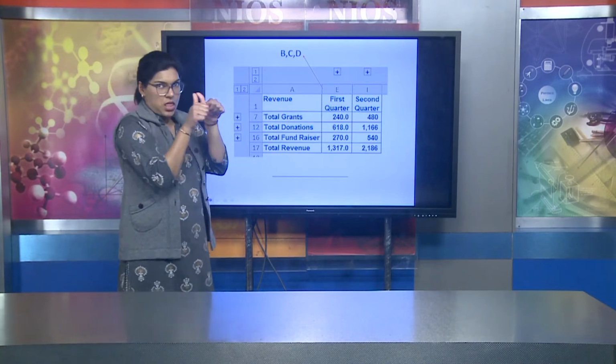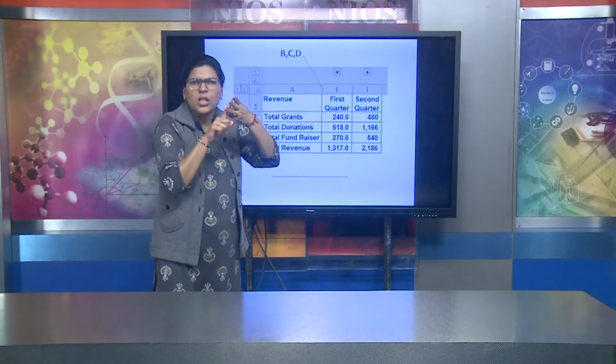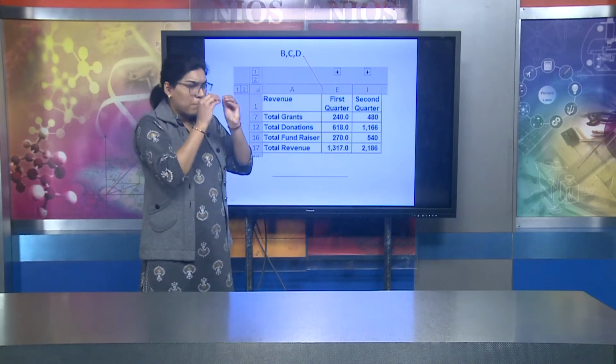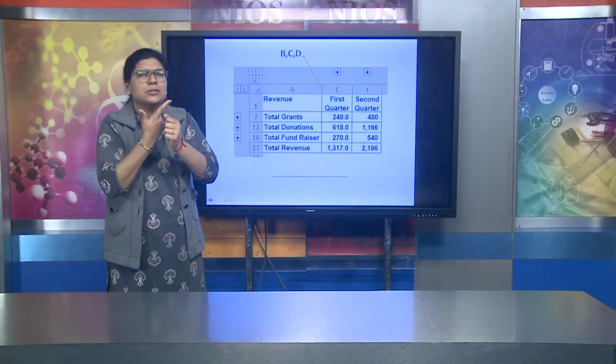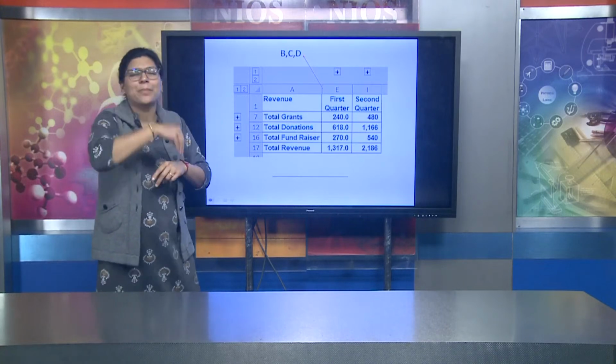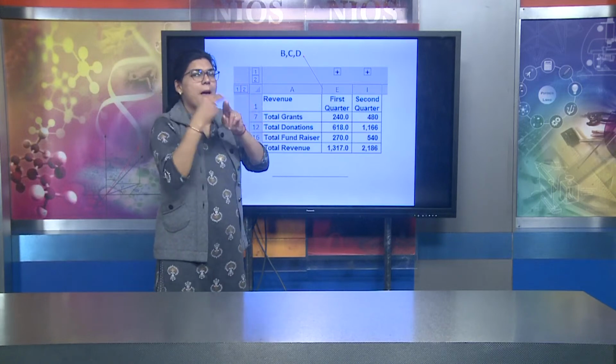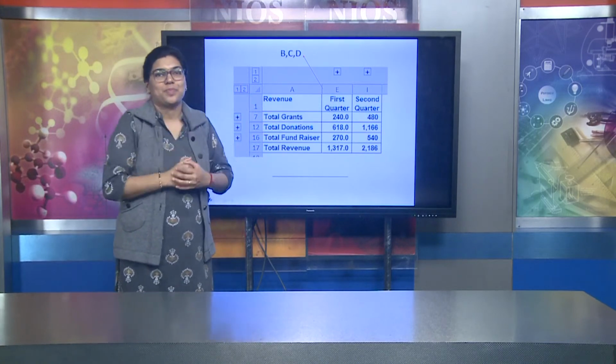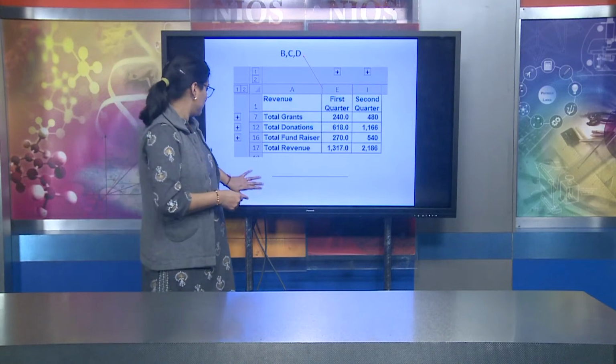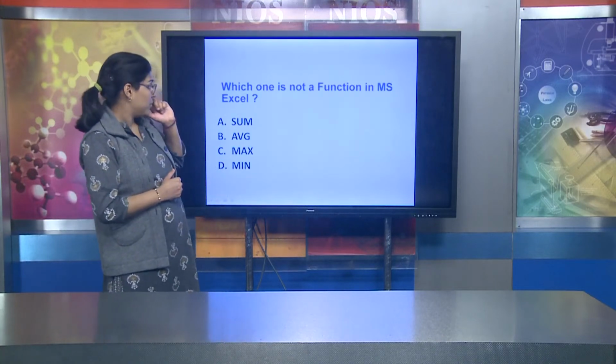As you can easily see in the picture, there is column A and column E. B, C, D are missing. They are hidden. What is the name of that? Please write it in the blank given below. Next question.